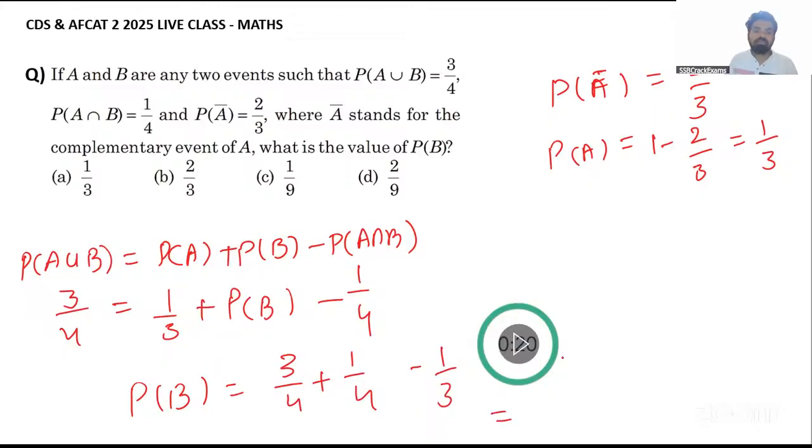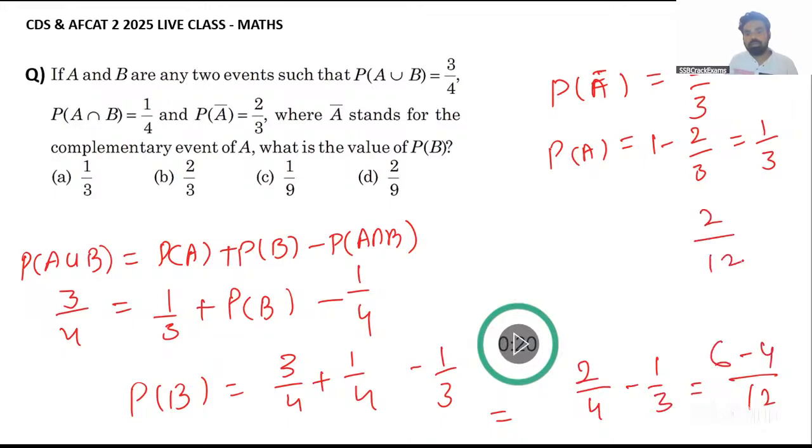So it is 2 upon 4 minus 1 upon 3, which is 12. 6 minus 4 is 2 upon 12. Okay, okay. Let me see once if I have made some mistake in the calculation.